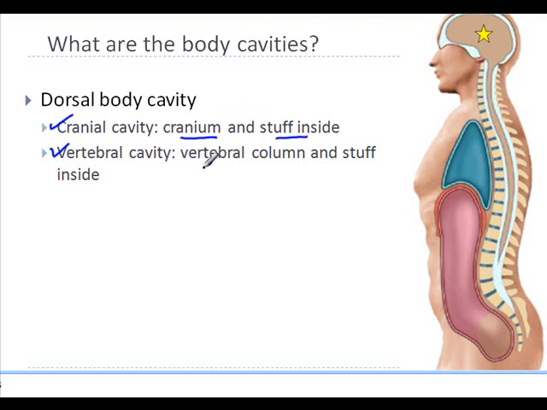The vertebral cavity would include the vertebral column and all the nerves that are inside it. So the body cavities are lined with a membrane, and I will mention it to you in a little while, and then we'll come back to this slide to look at those membranes.